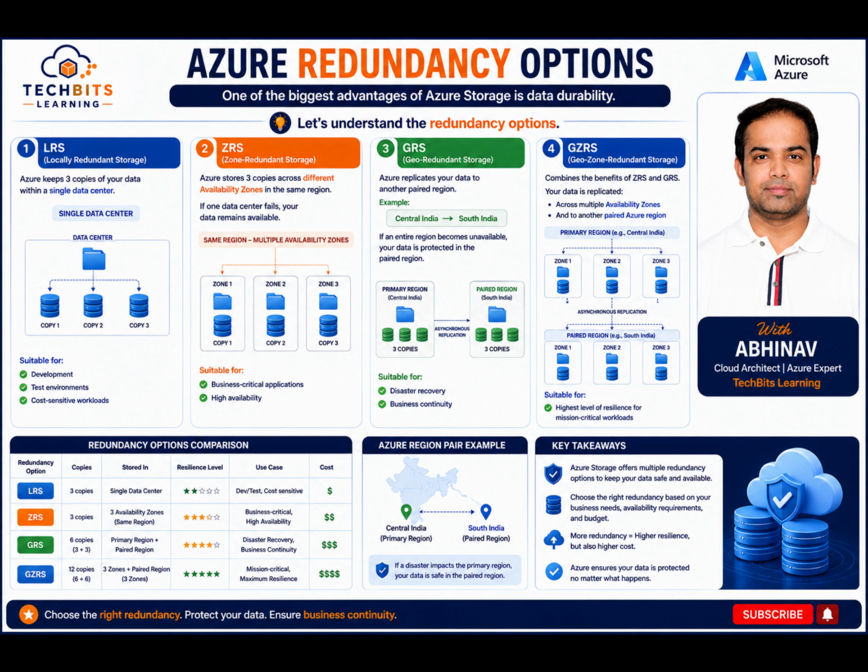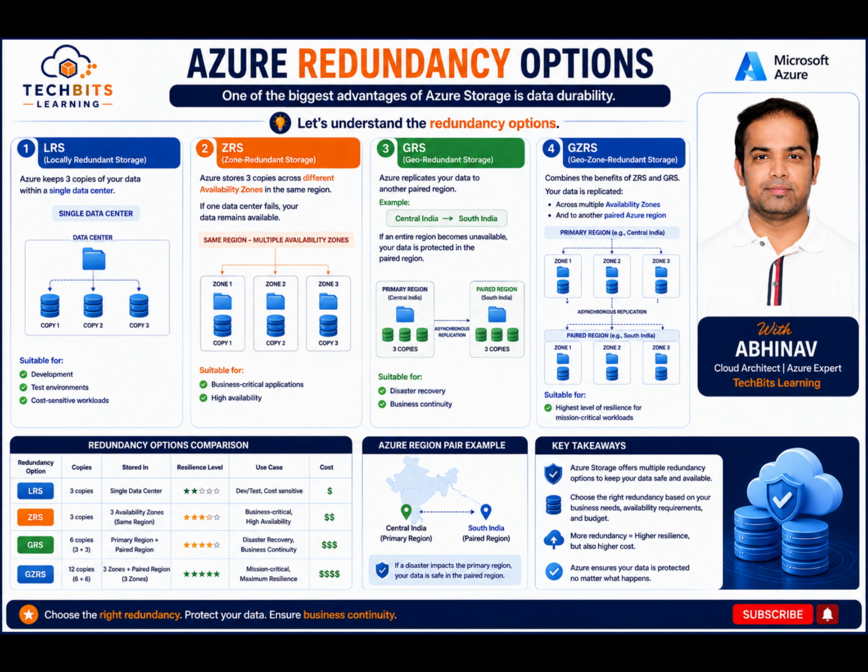GRS, geo redundant storage. Azure replicates your data to another paired region. Example, Central India to South India. If an entire region becomes unavailable, your data is protected in the paired region, suitable for disaster recovery and business continuity.